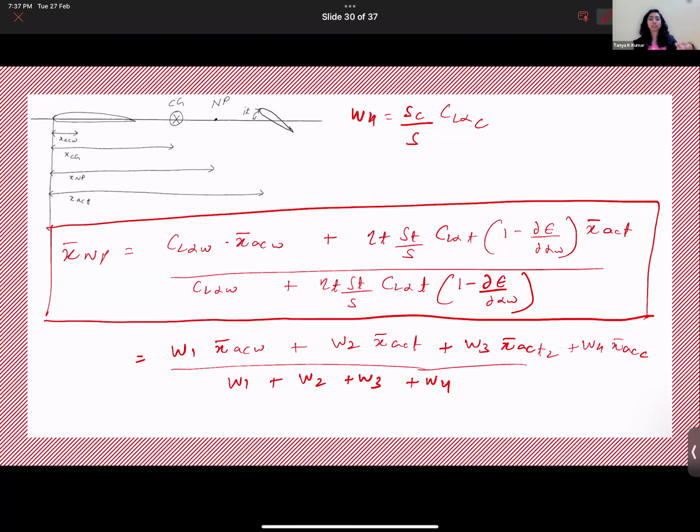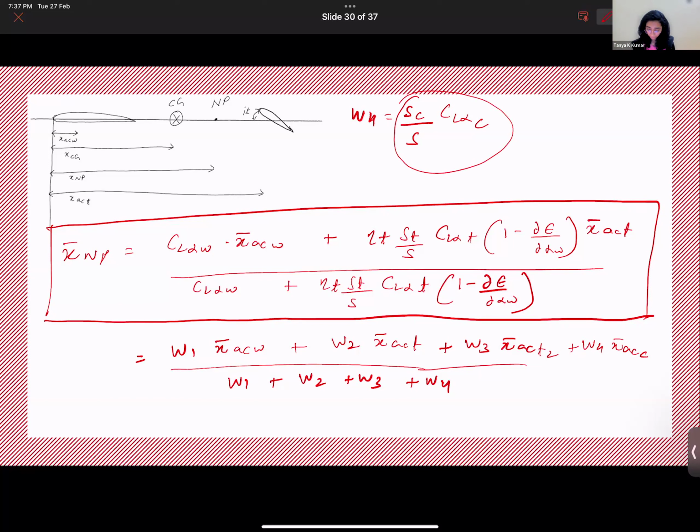Are you able to appreciate the fact that it's just a weighted average of the various aerodynamic components of the aircraft? So now if you add another wing or another tail or a canard or any other aerodynamic surface, the neutral point calculation would just be a weighted average. And what would the weight be? It would comprise quantities like CL alpha of the tail, CL alpha of the wing, plus some other terms. Surface area of the wing, surface area of the tail, those would come.